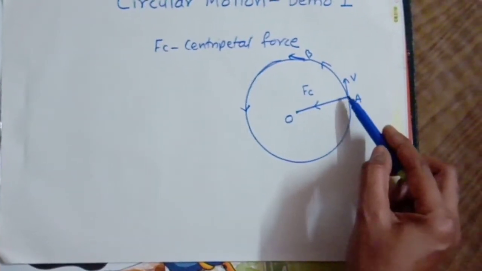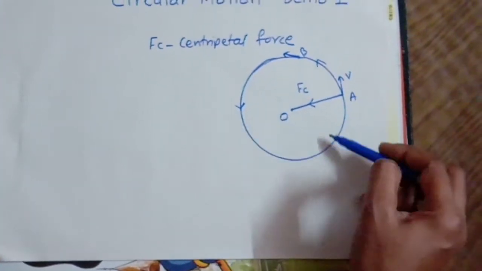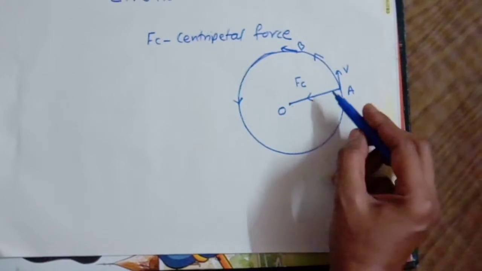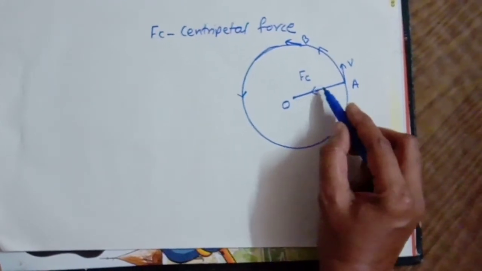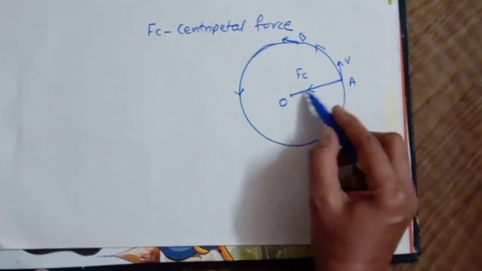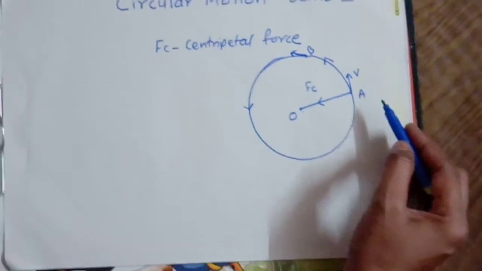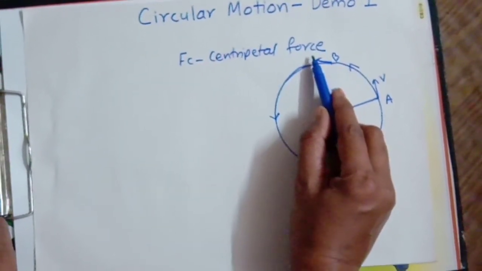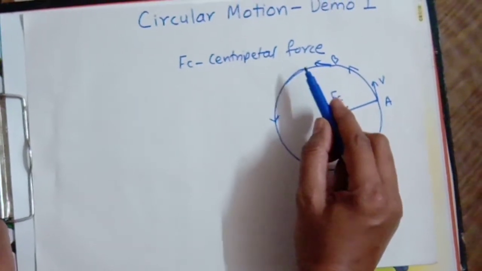Now for the object to continue with its circular motion, there should always be some force acting on the object, and that force is called the center seeking force. It is directed towards the center of the circle. This is also called centripetal force. Now let us look at the demonstration.